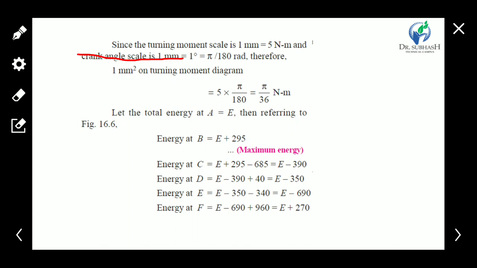So here 1 mm square on the turning moment diagram is energy. It is the multiplication of 5 and the angle, so 5 into pi by 180 Newton meter gives the energy. Newton meter is a joule. So energy is obtained by the multiplication of turning moment and crank angle. So the total energy is 5 by 36 Newton meter.